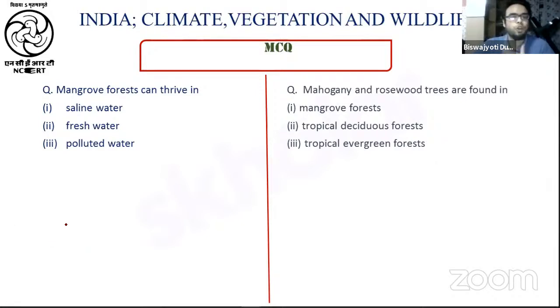The first one is about your mangrove forest, and it thrives where your options are: saline water, fresh water, and number 3, polluted water. Of course, your correct answer here is your saline water, right?